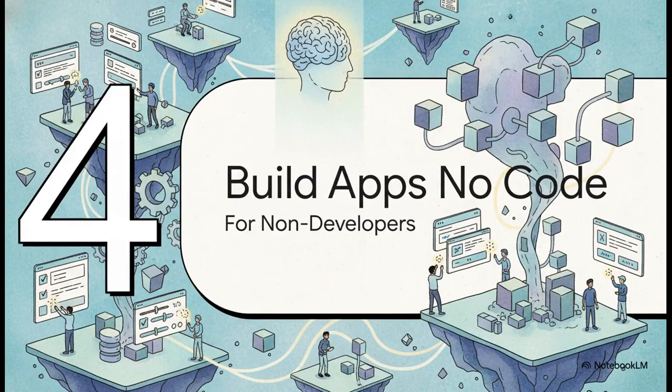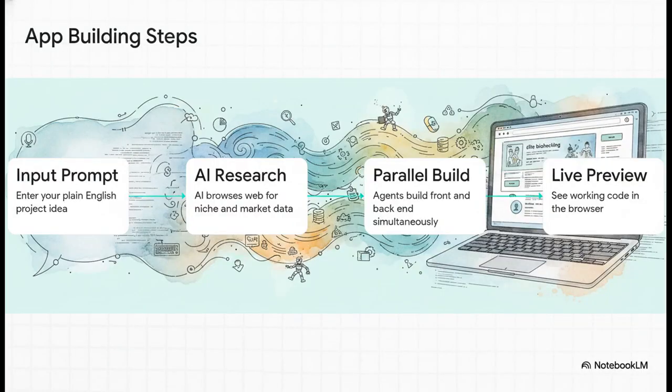All right, Section 4, building apps without coding. So, what if you're not a developer? How can you use this beast to build massive, high-value applications? The step-by-step workflow is brilliantly simple, and it all starts in plain English. First, you just input your prompt. Say, build me a premium direct-to-consumer website. Instead of you guessing the market, the AI actively browses the web to research the best niches, like elite biohacking. Then, the agents completely take over.